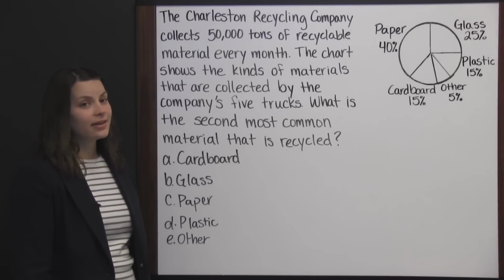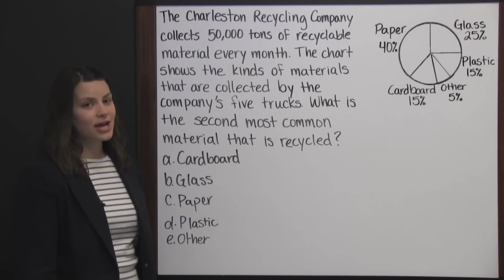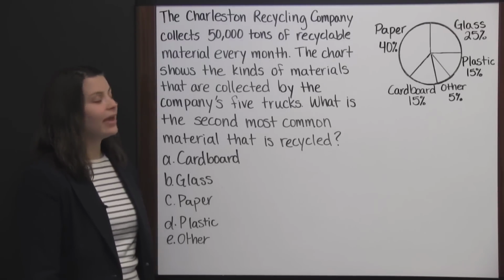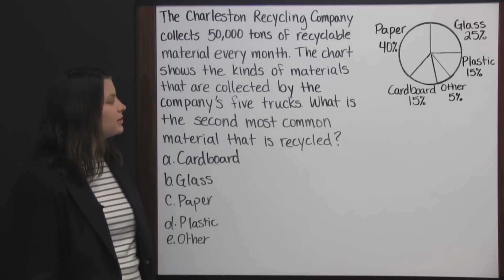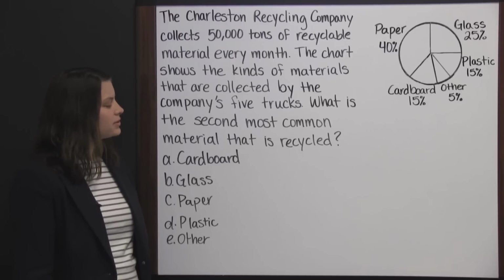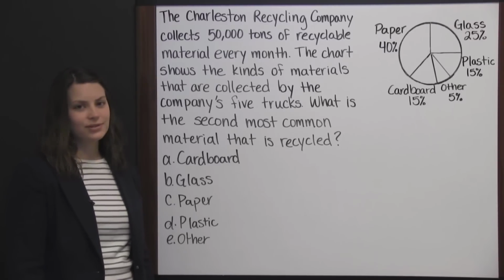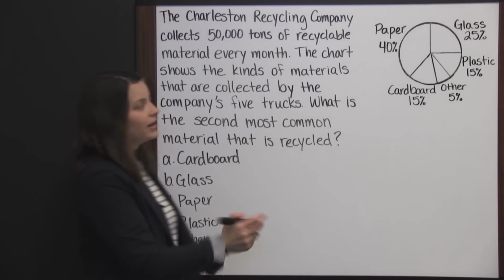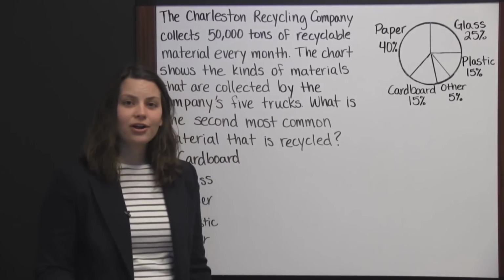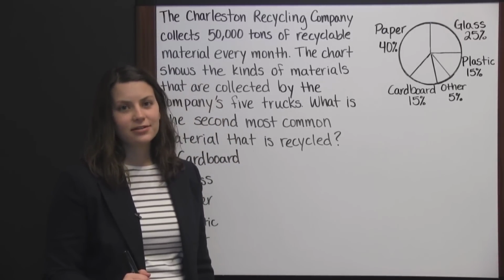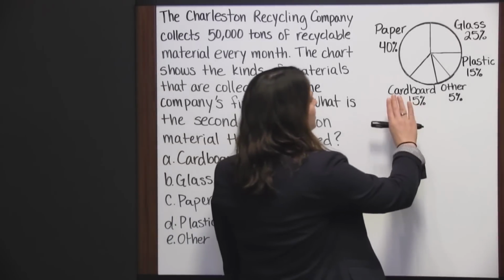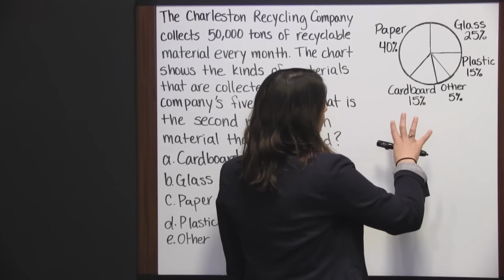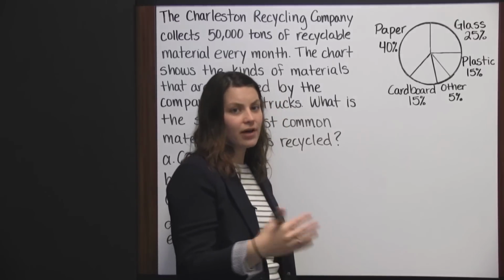The Charleston Recycling Company collects 50,000 tons of recyclable material every month. The chart shows the kinds of materials that are collected by the company's 5 trucks. What is the second most common material that is recycled? This is a pie chart, and a pie chart is a visual representation of data. The data represented in the chart will add up to a total of 100%.